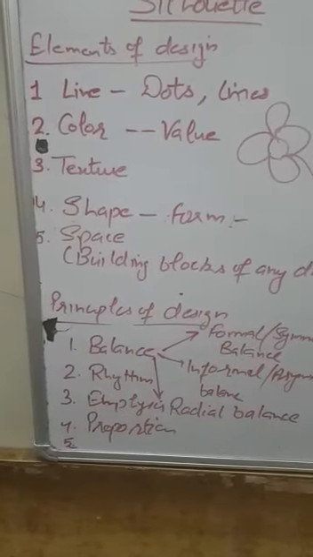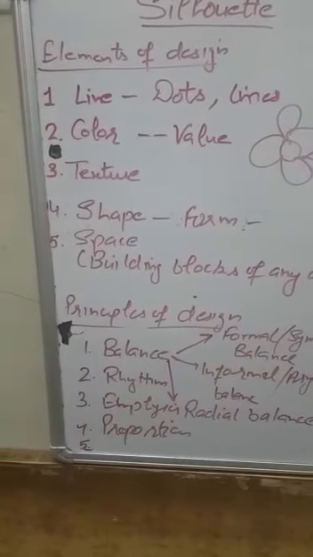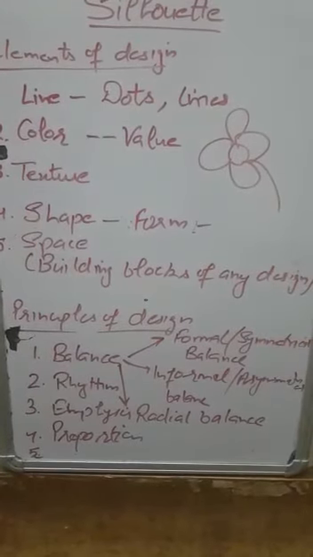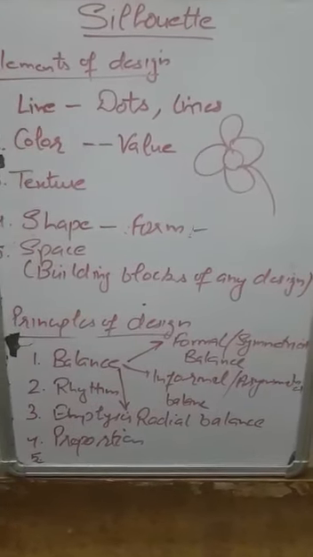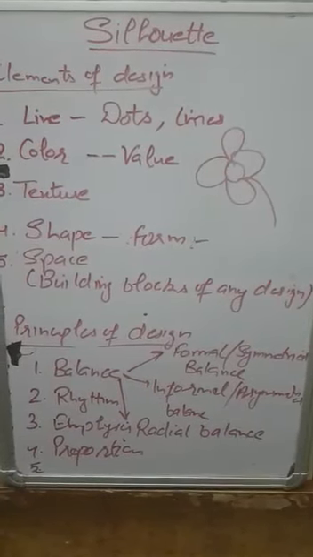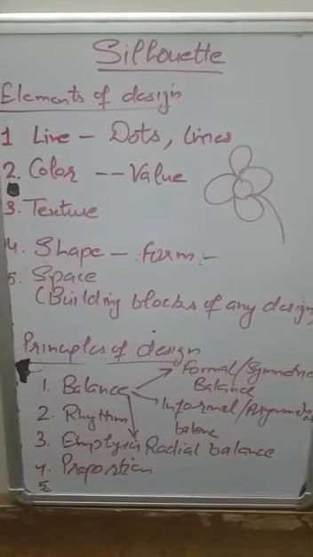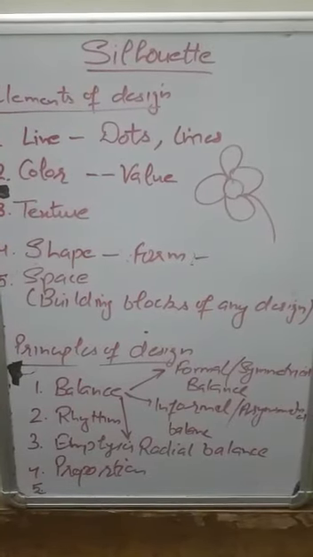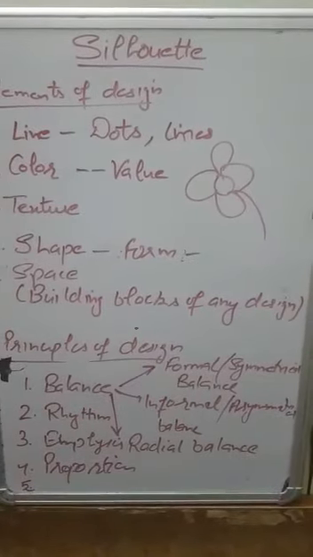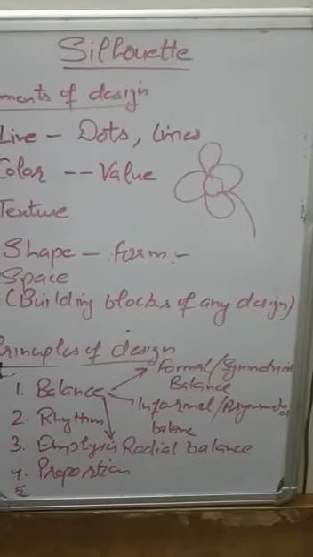The main thing, after the elements of design, comes the principles of design. He or she has to use the principles of design in a proper manner, like balance, rhythm, emphasis, proportion. As we have already discussed in the class, in balance, we have 3 types: formal symmetrical balance, informal asymmetrical balance, and the radial balance, which is for 3D figures and circular designs. Rhythm is the repetition of the figure, or you can see the gradation or the position, etc.